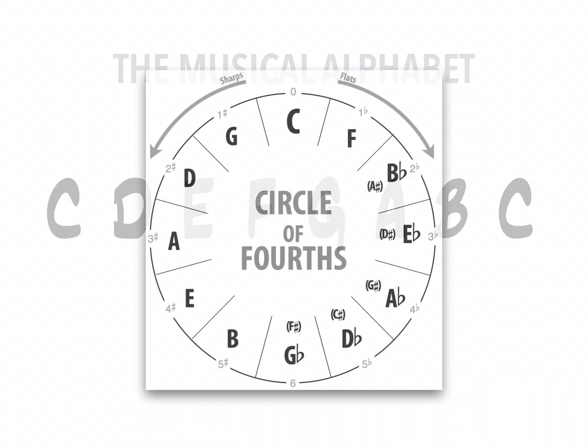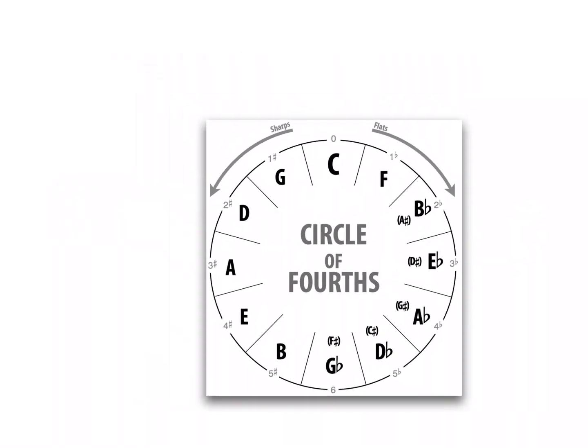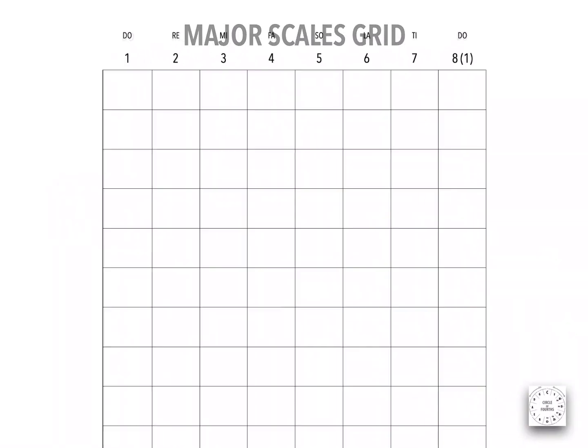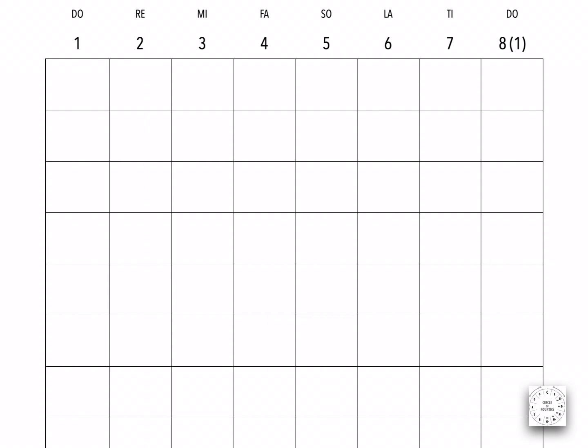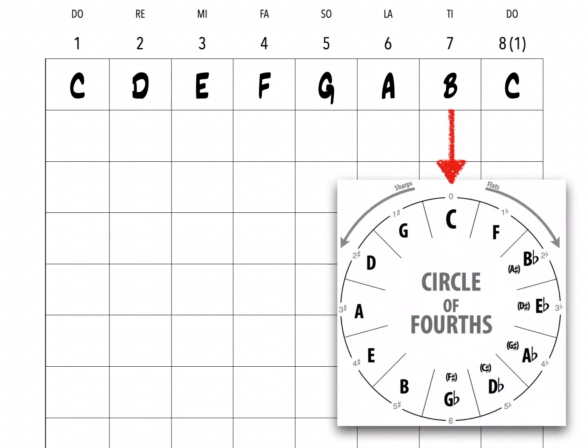Okay, so now we're going to look at the circle of fourths, and we're going to have it off to the side while we look at our scale grid. At the very top of the scale grid, we're going to add in the C major scale, which just happens to be all of the letters starting and ending on C. Now, we know from looking at the circle of fourths, C is right at the top with a 0, which tells us there's 0 sharps and 0 flats. That's how we get the C major scale with no sharps and no flats.